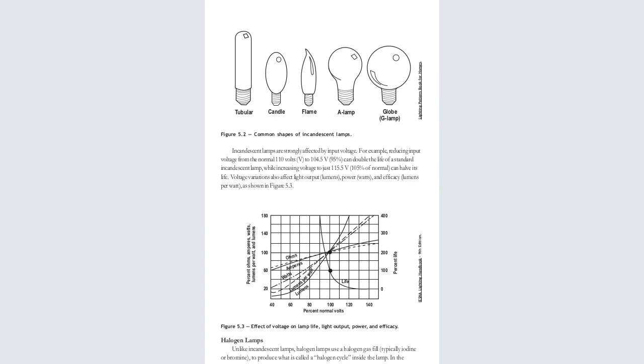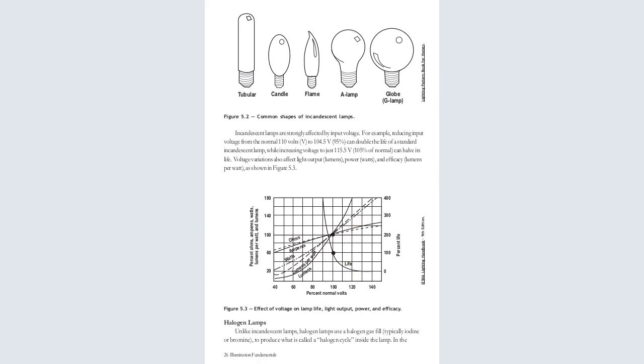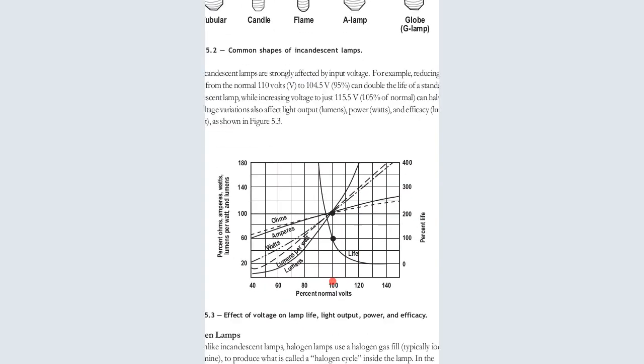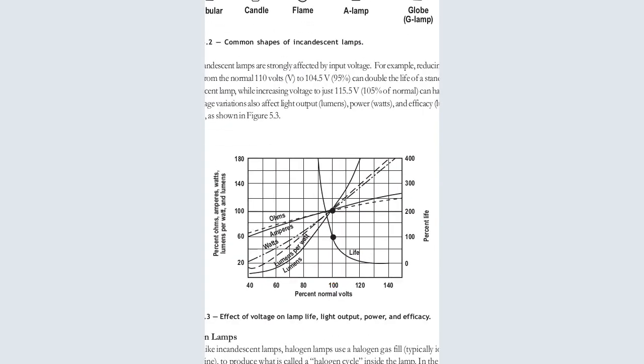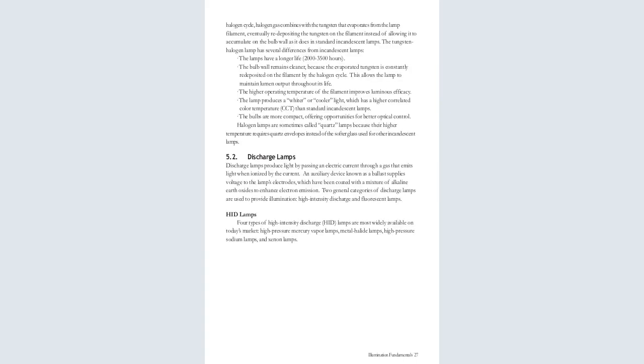The voltage variations also affect light output in lumens, power in watts, and the efficiency, that is the lumen per watt. You remember we talked about the efficiency. So this is how the performance of the normal lamps varies: the ohms, the amperes, the lumens per watt, and the lumens. And then we go to the halogen lamps. Unlike the incandescent lamps, halogen lamps use a halogen gas fill, typically iodine and bromine, to produce what is called the halogen cycle inside the lamp.